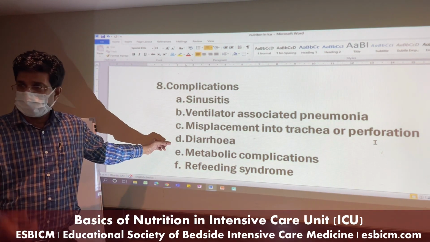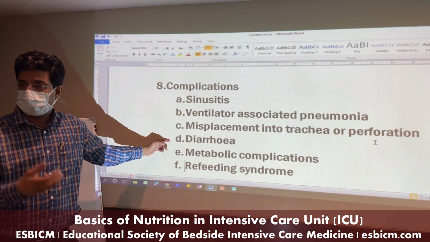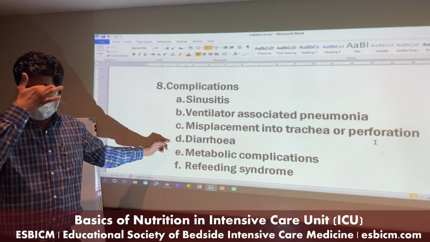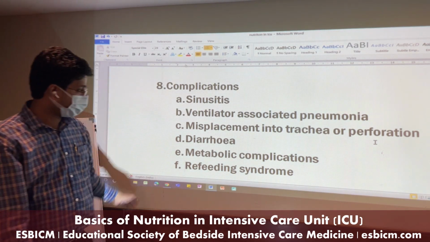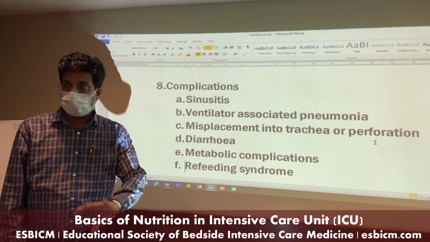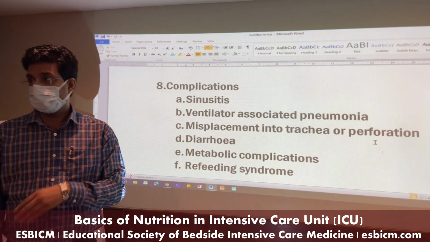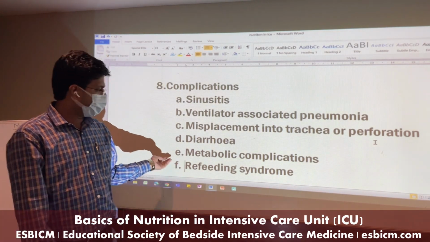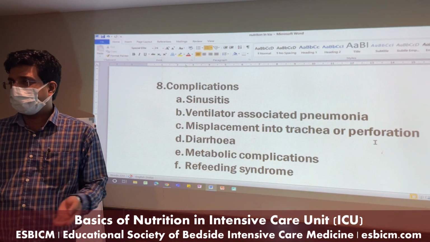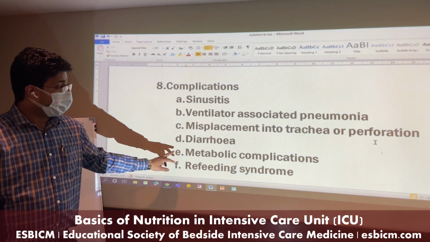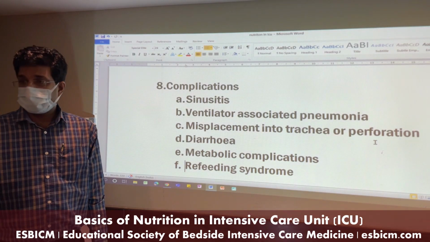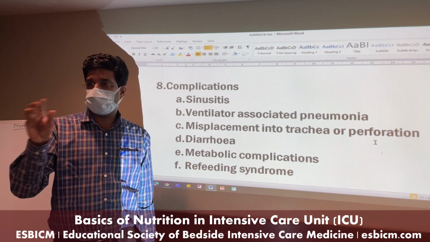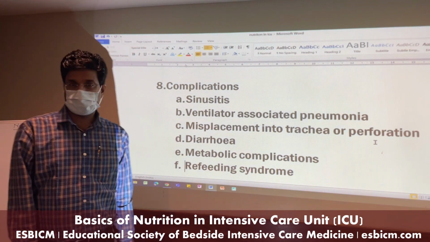So always check the mixing shaker and decrease the osmolarity. You can switch to semi-elemental feeds, and you should look for other causes of diarrhea also. Next, metabolic complications. Usually hyperglycemia is there: your sugar level can go up and insulin requirement can go up. Certain metabolic disturbances like electrolyte imbalance may happen. Some feeds don't have particular water-soluble or fat-soluble vitamins, so there are deficiencies. You need to check the box for what is not there and supplement them. So these are metabolic complications.